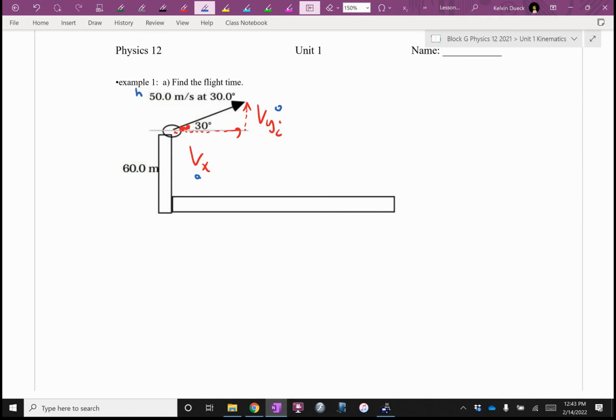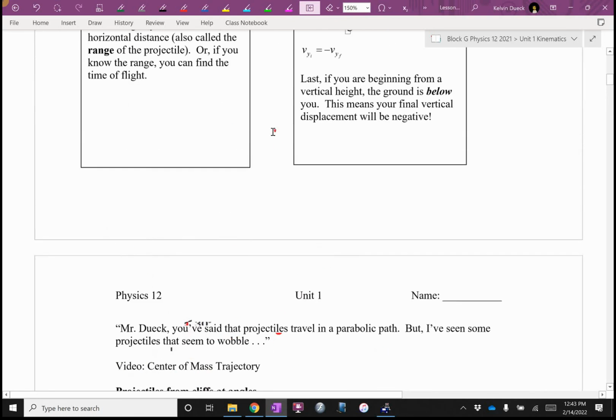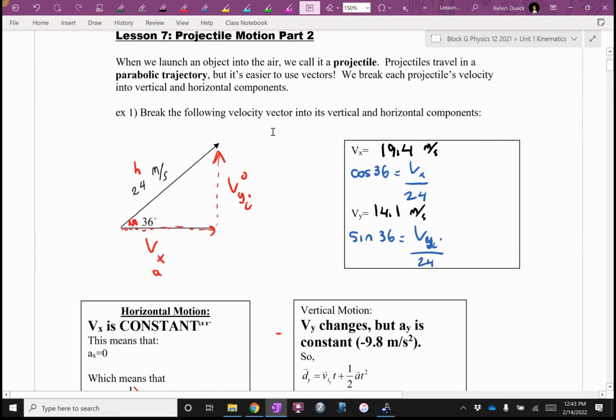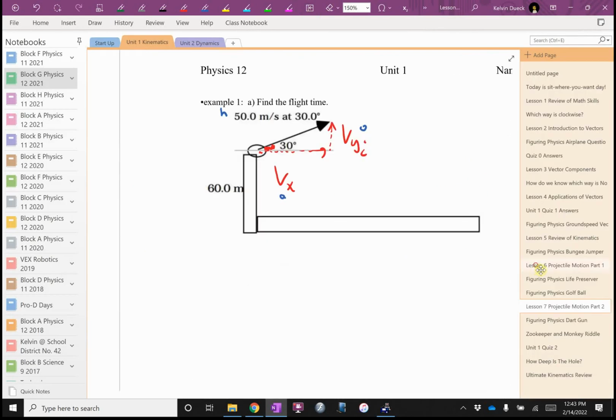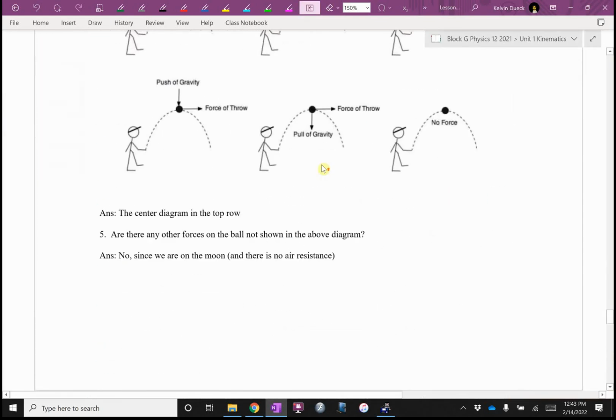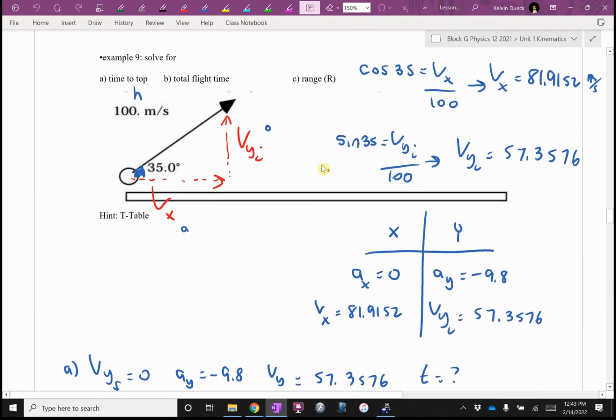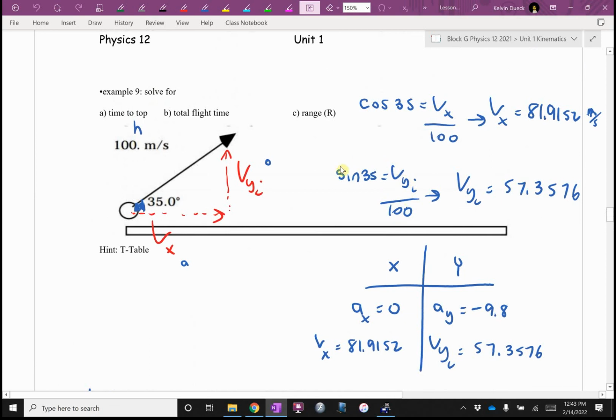Say that again. Not to make fun of you, but to make a point. One more time. Vy was sine. What was Vy here? Which trig function was Vy here?